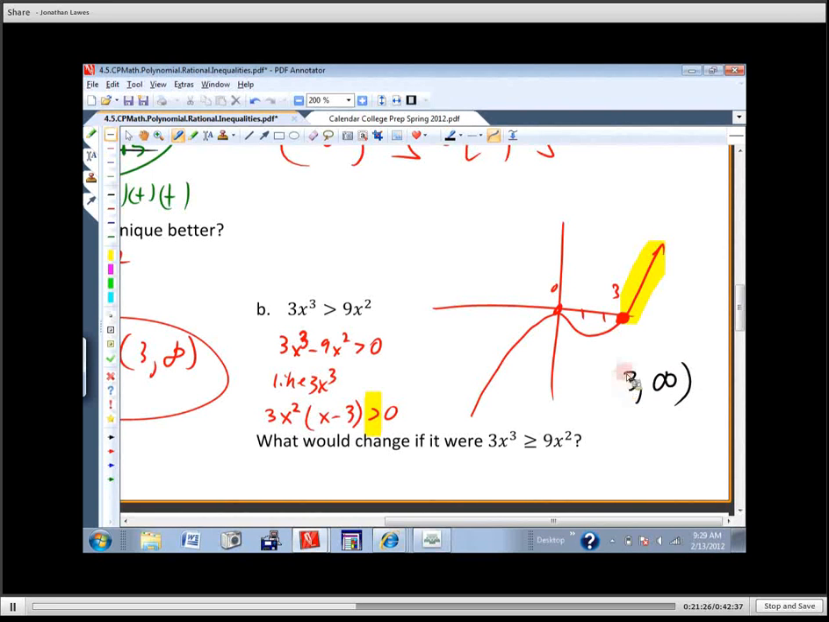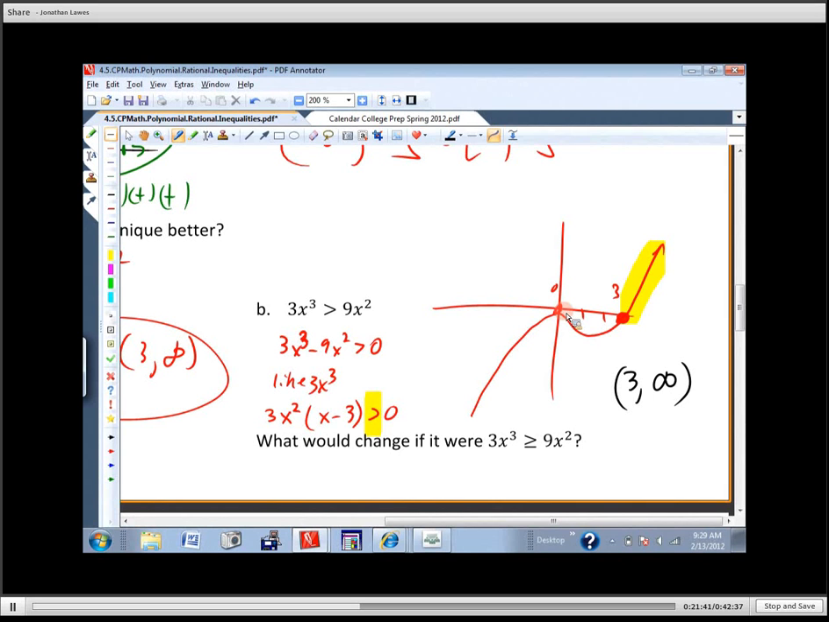Round or square around the 3? Round. It's got to be round because remember, it has to be equal to in order for it to be on. Okay? What about this point right here? What about the 0? It's on. Okay? Don't include it.